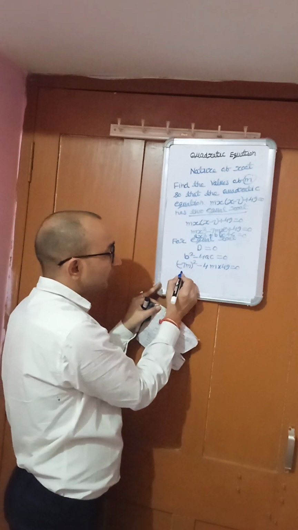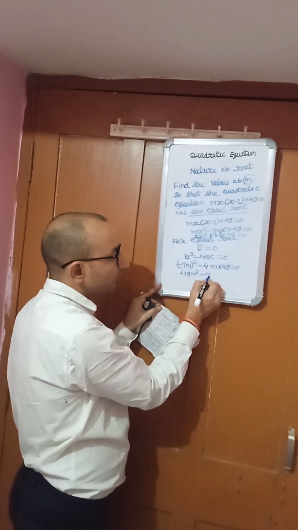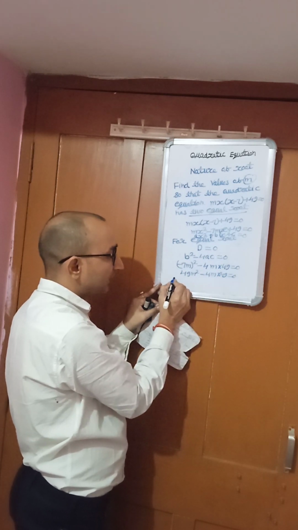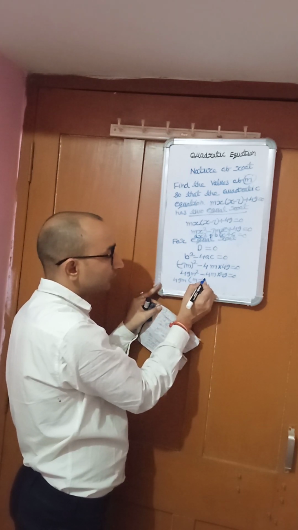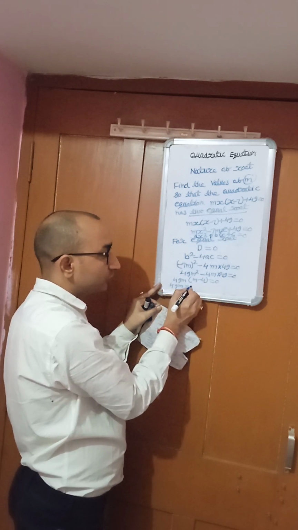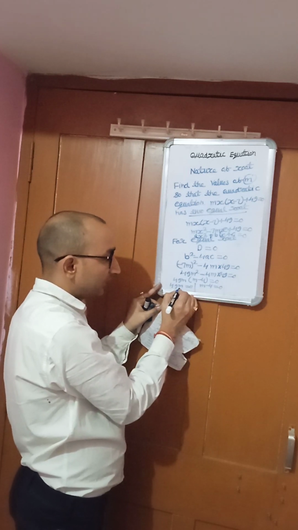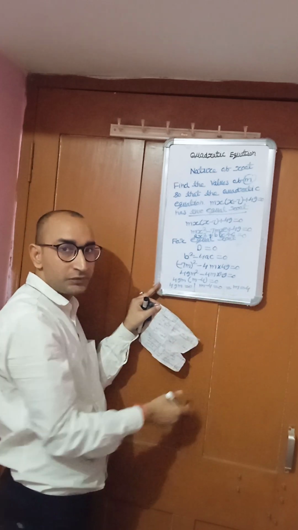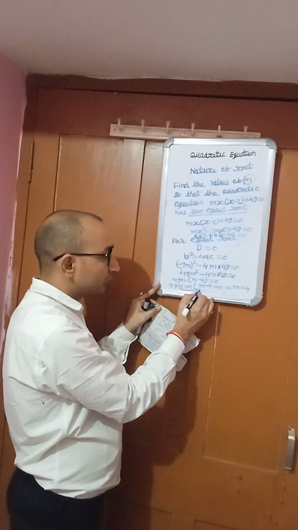Okay, then this becomes 49m square minus 4m into 49 equals 0. Take 49m common here, and this becomes 49m into m minus 4 equals 0. Then 49m equals 0 and m minus 4 equals 0. Then m minus 4 equals 0 means m equals 4, and here m equals 0.